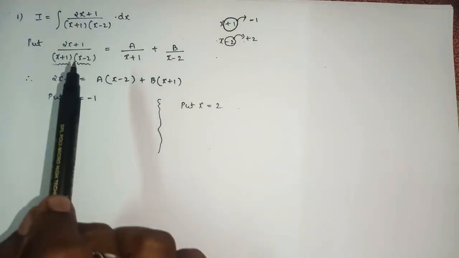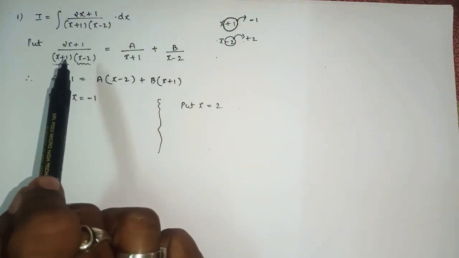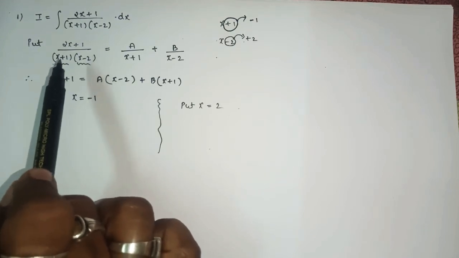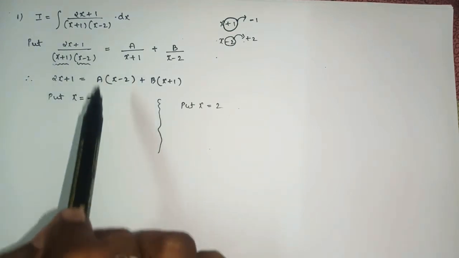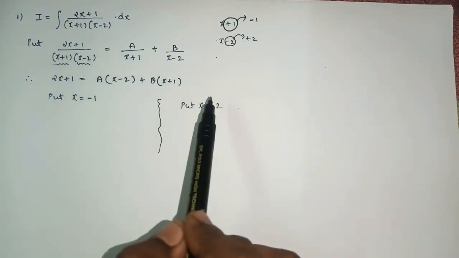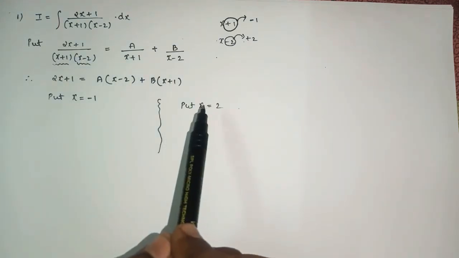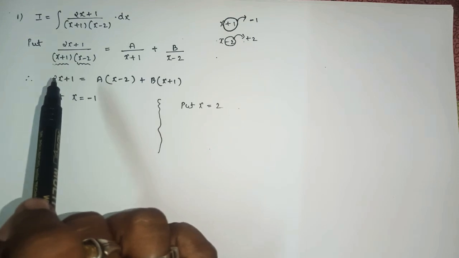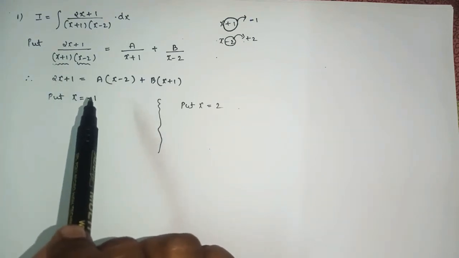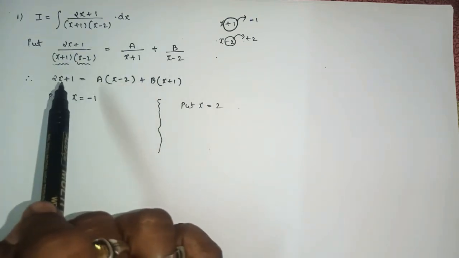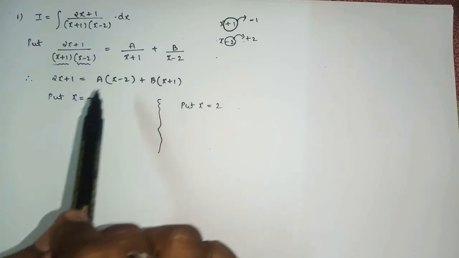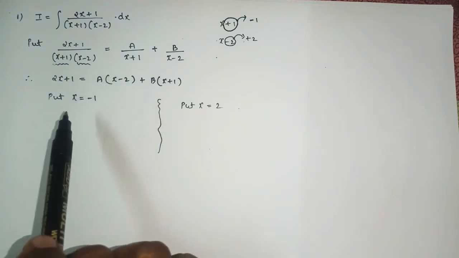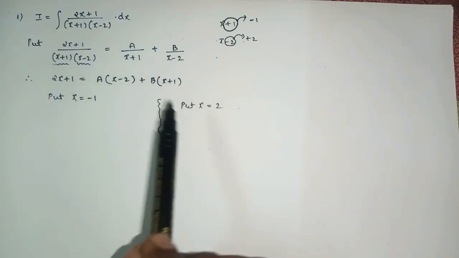Simply what you will do, take this part, take the opposite symbol of this number. So plus 1 will be minus 1, and here plus 2 will be minus 2 will be what? Plus 2. Simply replace, in the first case you will replace the value of x by minus 1, and in the second case you will replace the value of x by 2. So in the first case you will get the value of one alphabet, and in the second case you will get the value of the second alphabet.